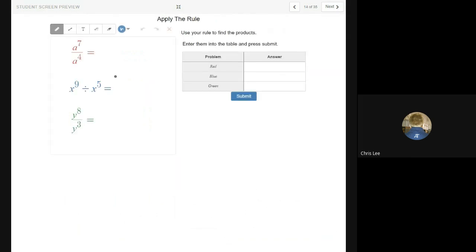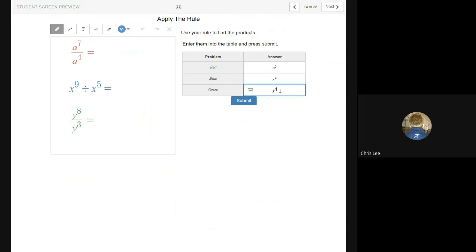So then just from what we did there, what's a to the power of 7 divided by a to the power of 4? A to the power of 3. This is written as division as a fraction, but still can be the same idea if you use the divide symbol. X to the power of 9 divided by x to the power of 5. What do I do to the exponents? Subtract, so it's x to the power of 4. And then the green one, y to the power of 5.